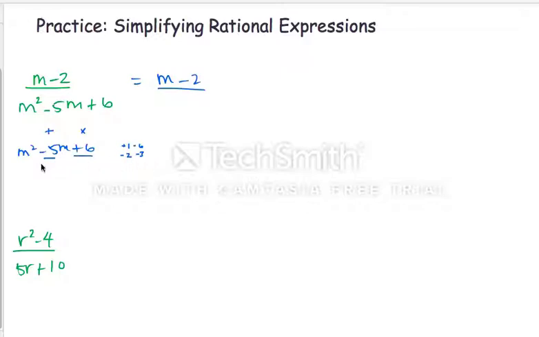So these are the numbers that we're looking for, which means that this trinomial factors to m minus 2, m minus 3. So I'm going to write it here. I'm going to substitute the factors for the trinomial: m minus 2 times m minus 3. Now here, m minus 2 is a common factor in the numerator and the denominator, which means that we can cancel it out. If we cancel something out, it's replaced by 1. So this is 1 over m minus 3.